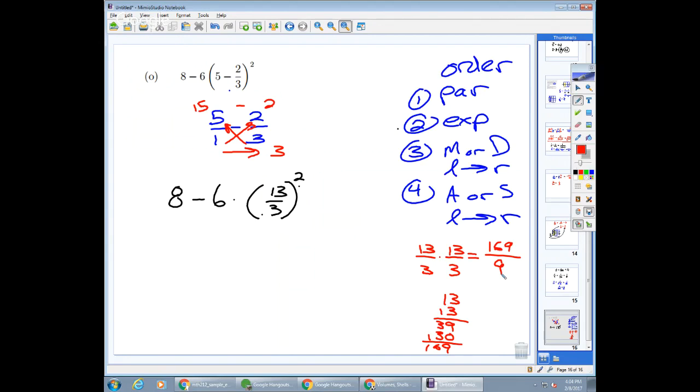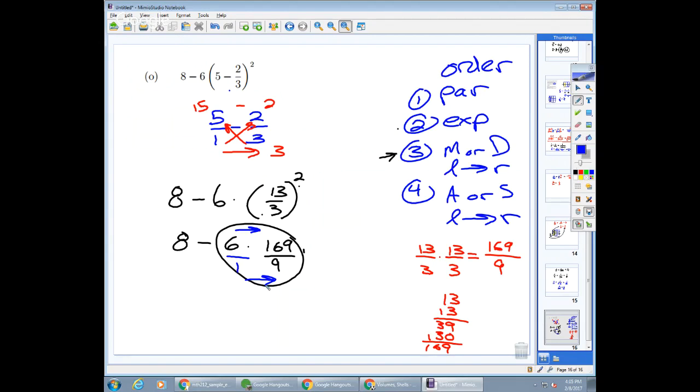So then I now have 8 minus 6 times 169 ninths. What's next? See, there's no more inside parentheses. There's no more exponents. Order of operations says do your multiplications or divisions next. Here is a combination of multiplication and division right there. Two ways to do it. You could just apply the multiplication algorithm, view that as 6 over 1 and multiply straight across the top and the bottom.